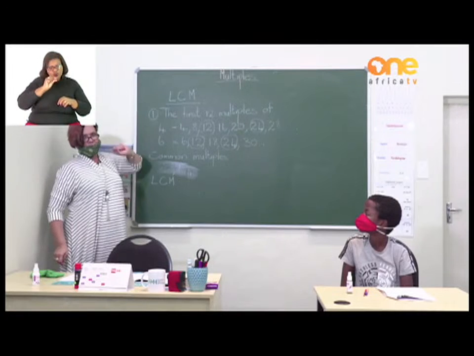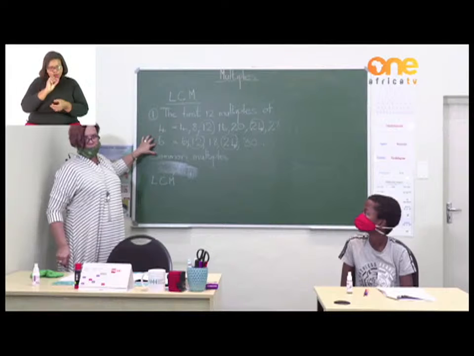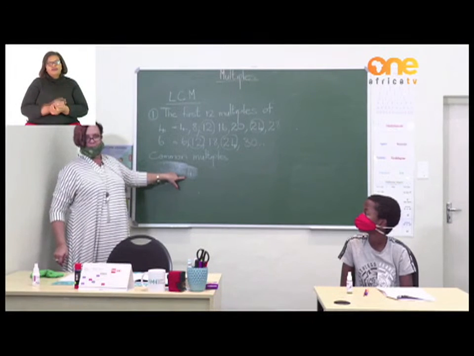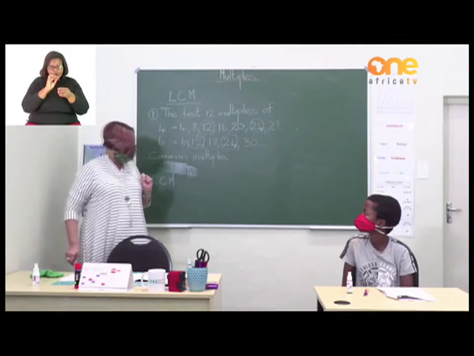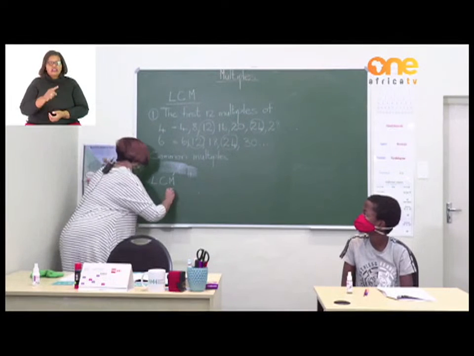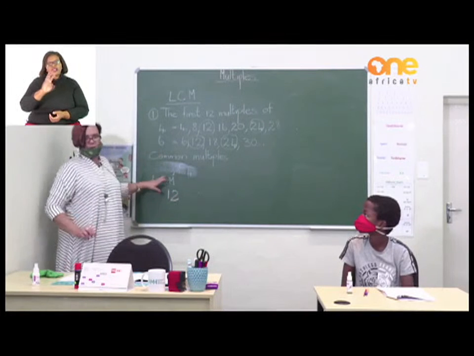LCM, L is for lowest. So we found the multiples of 4 and 6. We have found the common multiples. So now we have to find the lowest. Can you tell me which number is the lowest of these two numbers? 12. So our LCM is 12.